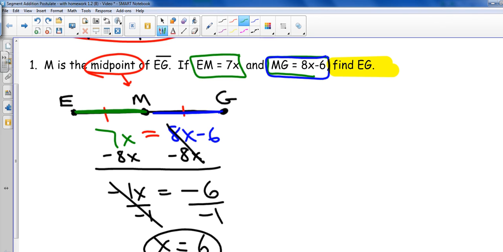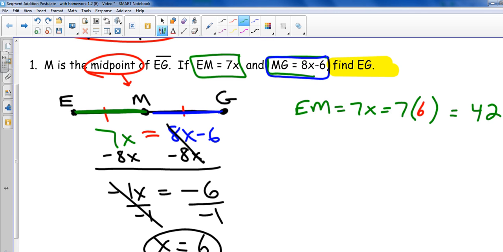I know that EM is 7x. So if EM is 7x, it's 7 times. We just found that our x value was 6. So I'm going to plug in a 6 right there. And I'm going to keep going. Multiply that out. 7 times 6, I'm getting 42. So that part right there is a 42.